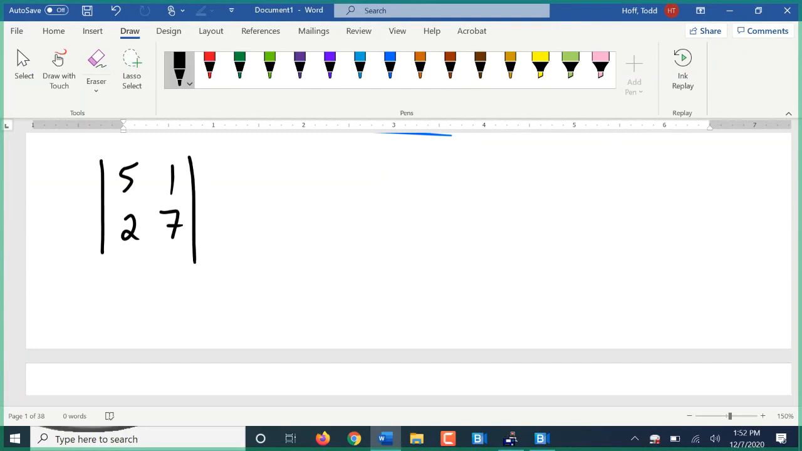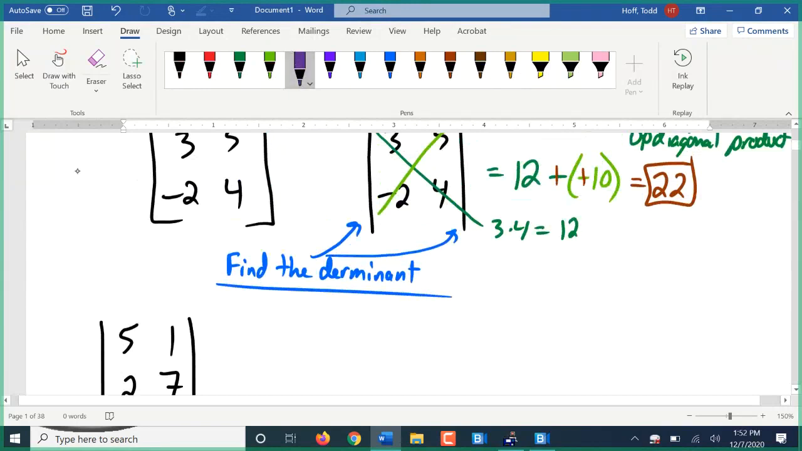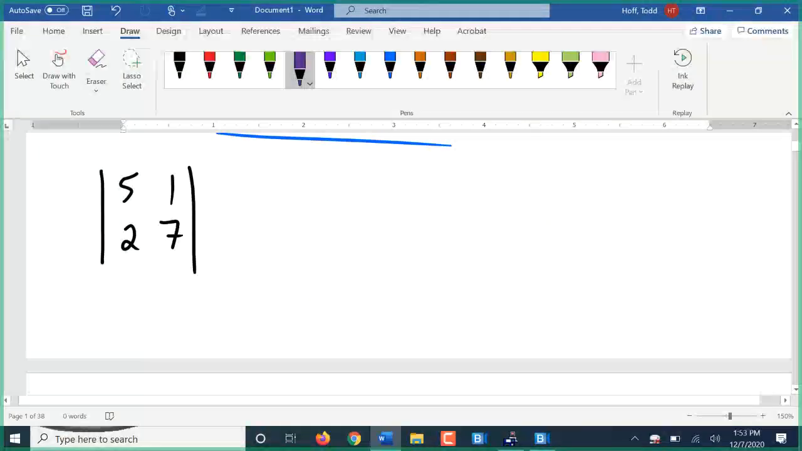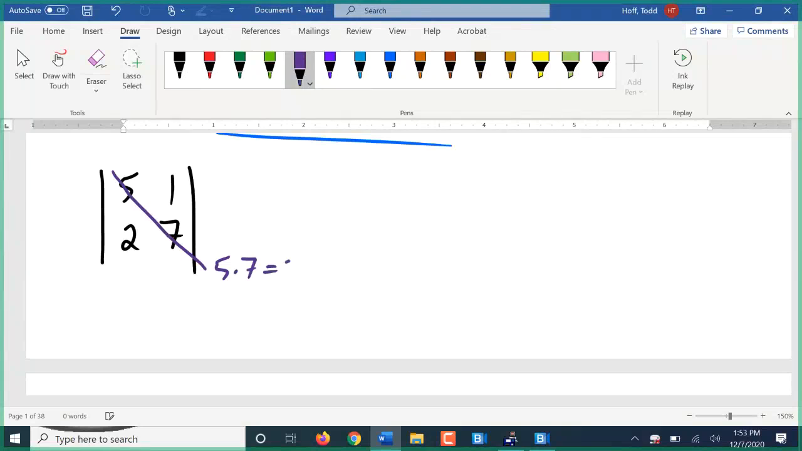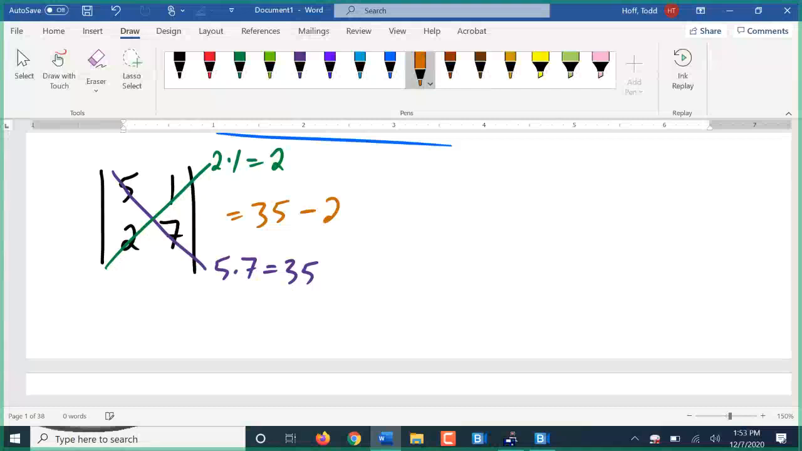So again, I have the straight brackets, which is telling me find the determinant of. Now I could just also say find the determinant of that matrix and use the regular matrix brackets. But when I do the straight ones, I don't have to say that. It's implied that we're finding the determinant. We do our down diagonal, 5 times 7, 35. Do our up diagonal, 2 times 1 is 2. And remember, it's the down diagonal minus the up diagonal. 35 minus 2 is 33, our determinant.